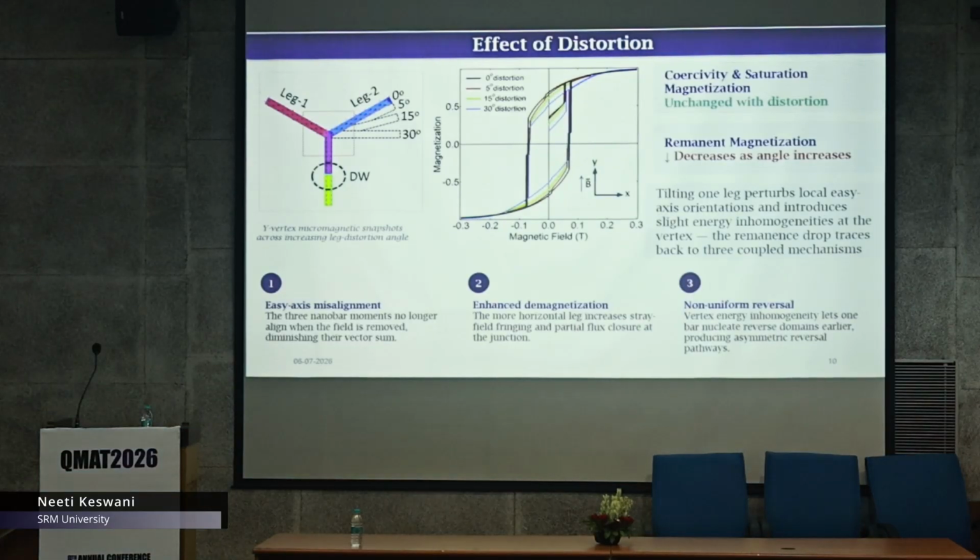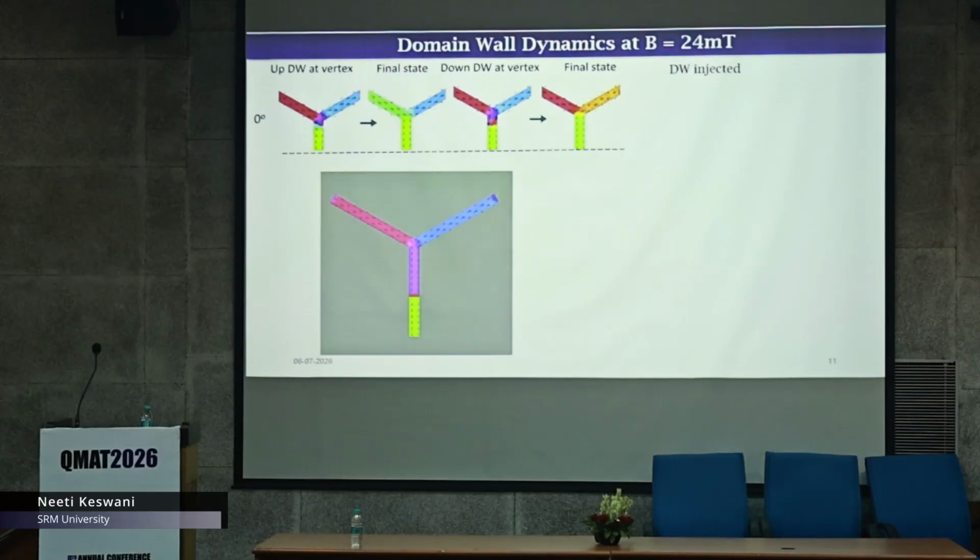But it does not tell us why the domain wall will switch. So let us move and try to understand first the switching behavior. This is the domain wall dynamics at 24 millitesla. What we have done is insert the domain wall here and apply a field of 24 millitesla in the upward direction. This is for 0 degree Celsius.